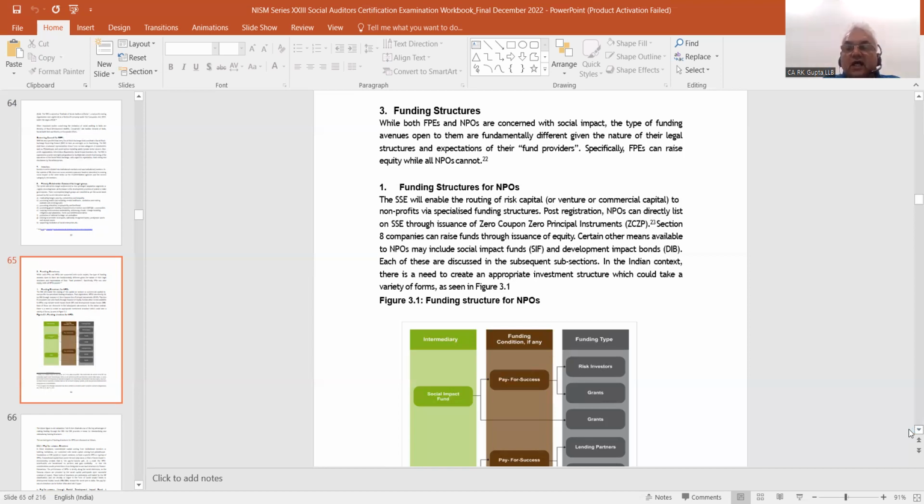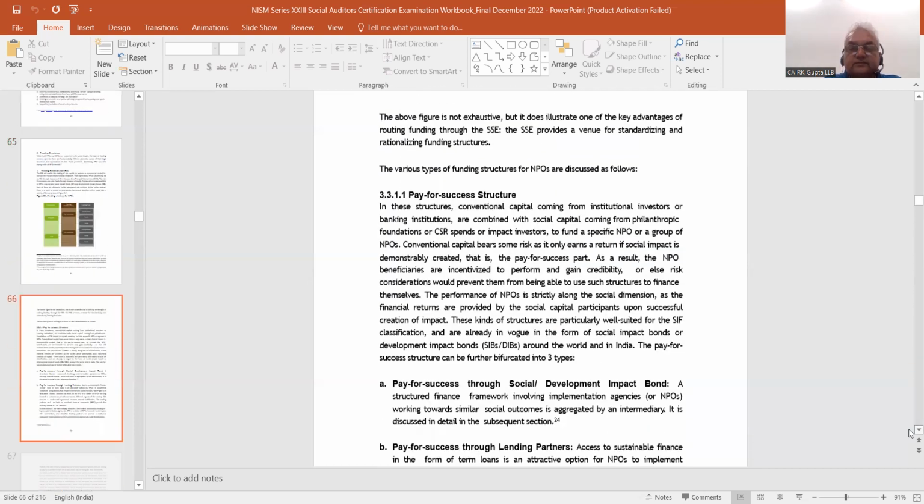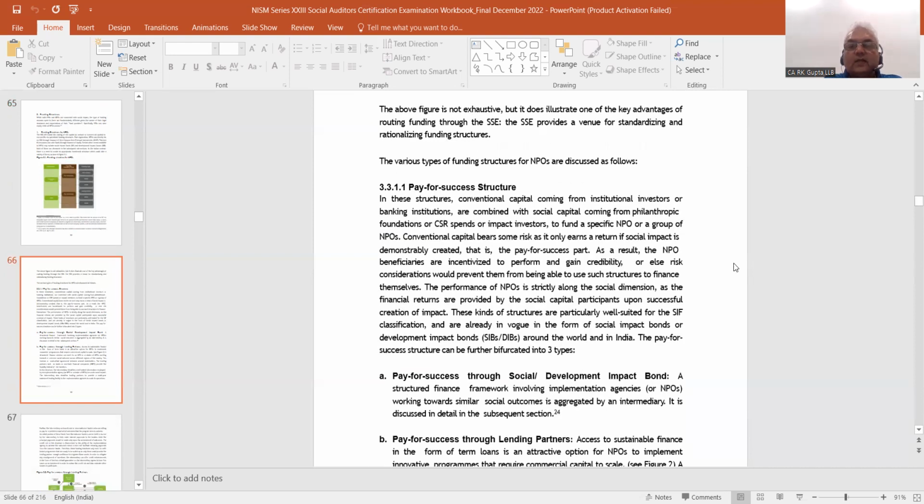Basically, the idea is that there is a need to create an appropriate investment structure which could take a variety of forms. And the idea is to create a social impact. Now, the pay for success structure. Earlier, the structure was very simple. The NPO was directly obtaining funds. Whether it was utilizing them properly or not was subject to some sort of limited scrutiny.